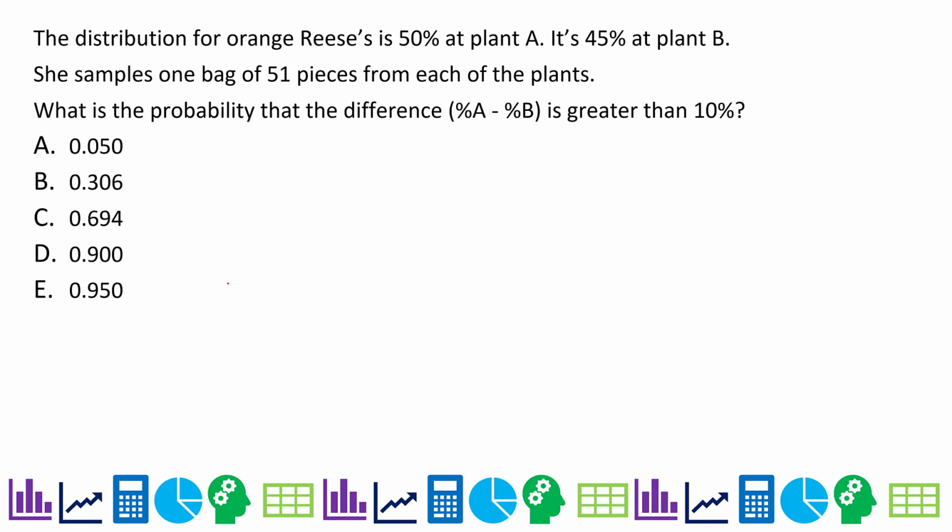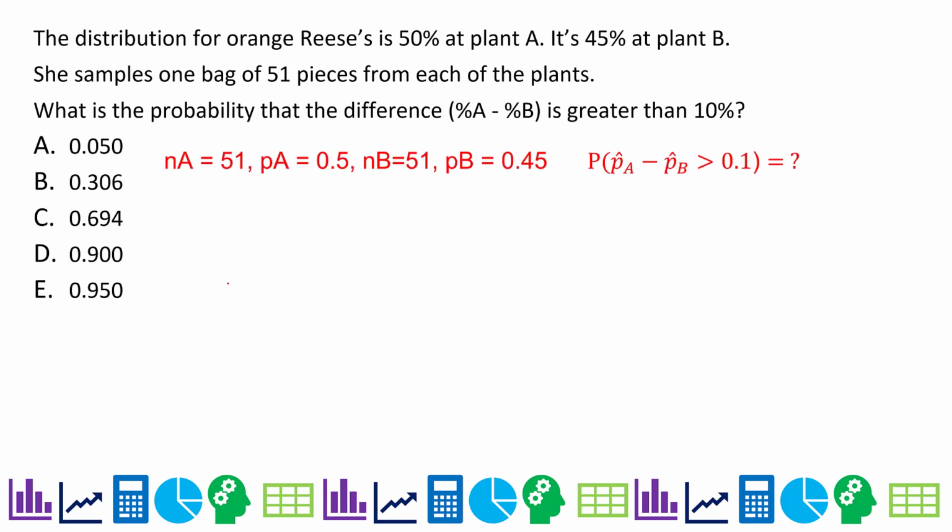All right. Now, what is the probability? Now we've got two plants, and we're going to look at orange Reese's Pieces. It's 50% at plant A and 45% at plant B. She samples one bag of 51 pieces from each of the plants. What is the probability that the difference is greater than 10%? So we still need to check conditions. All right, here's everything I know. And we're going to have to assume that the samples are both random. It doesn't really say it, so you just have to assume, and you're covered, okay?